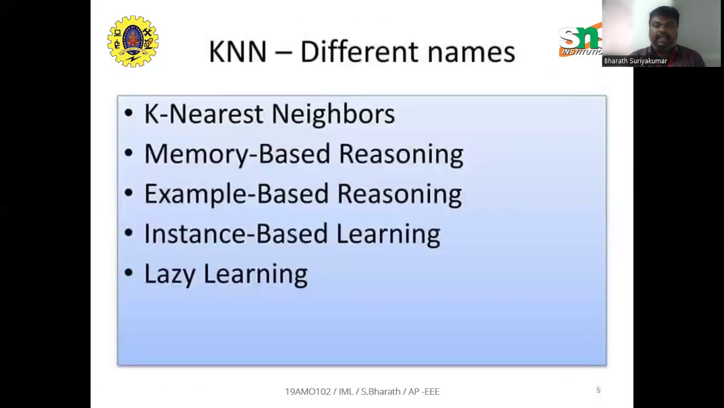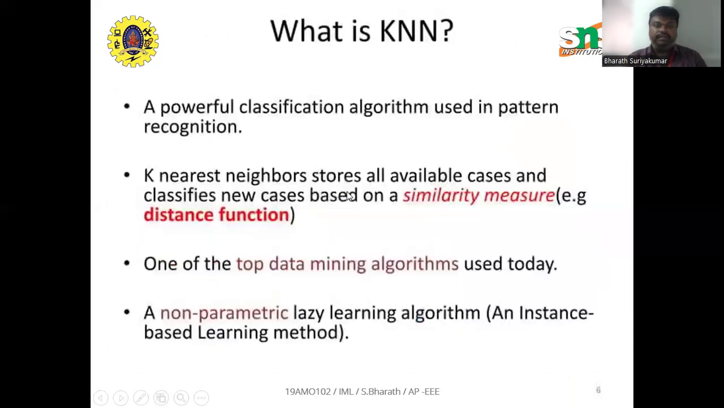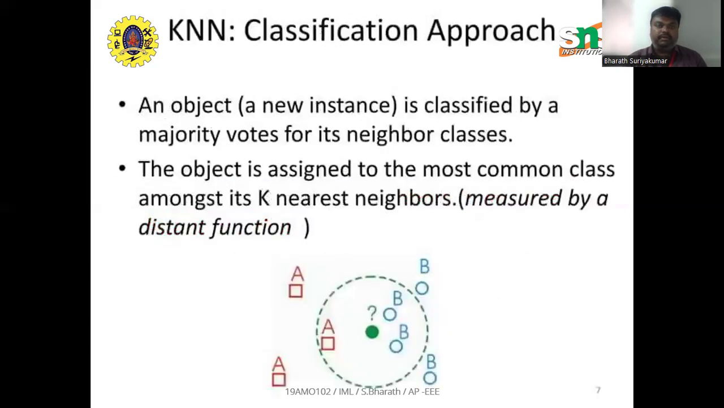What is KNN? It has different names: K nearest neighbors, memory-based reasoning, example-based reasoning, instance-based learning, and lazy learning. It is a powerful classification algorithm used in pattern recognition. K nearest neighbor stores all available cases and classifies new cases based on a similarity measure, for example a distance function. It is one of the top data mining algorithms used today, a non-parametric lazy learning algorithm, an instance-based learning method.